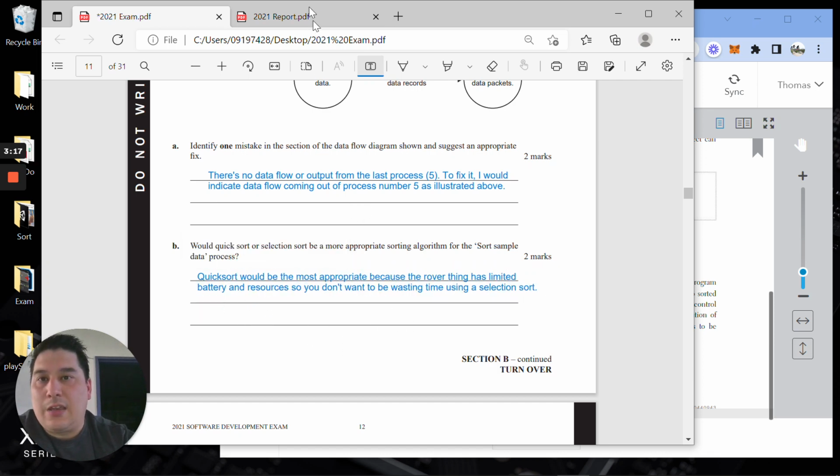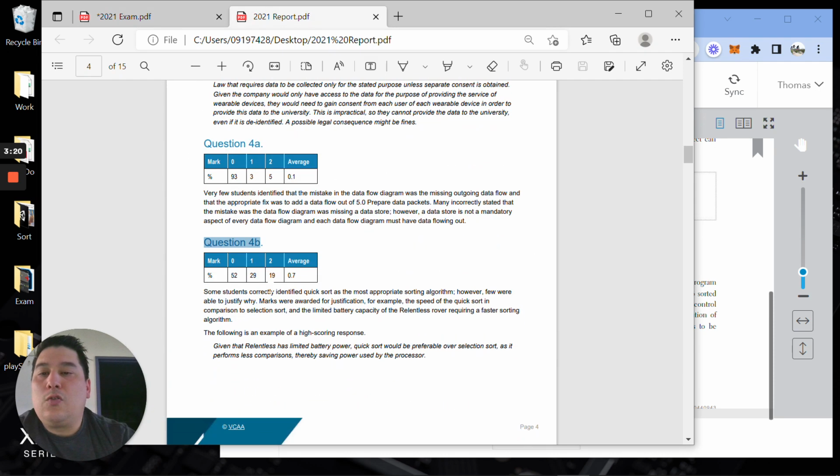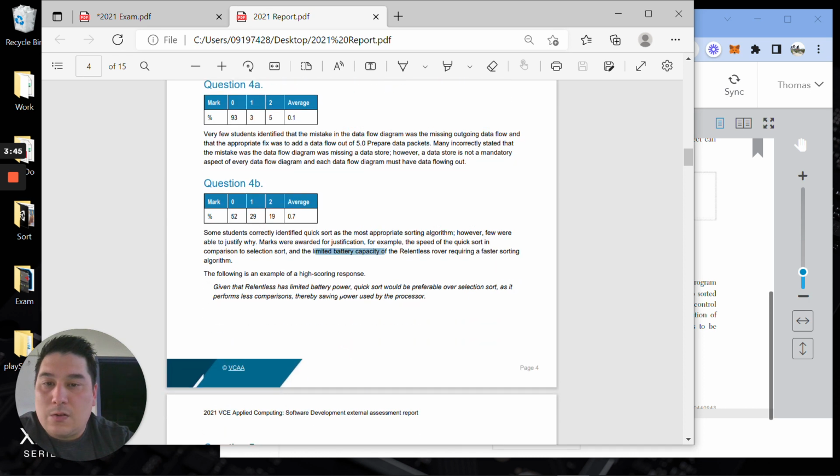Well, let's read how they've written it. So this is question 4b. Some students correctly identified quicksort as the most appropriate. However, few were able to justify why. See, this is where the second mark comes in. Marks were awarded for justification, for example, the speed of the quicksort in comparison to the selection sort, and the limited battery capacity of the rover requiring a faster sorting algorithm. So this is an example of a high scoring response.